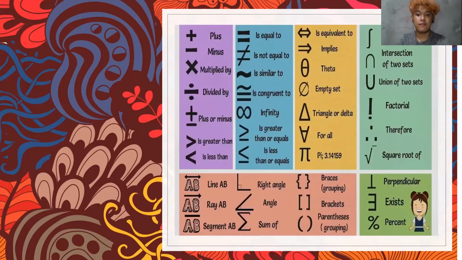Next, we also have these different symbols. We are familiar with this, the line AB, which represents the line in a specific shape or angle, the ray AB or the segment AB. We have the right angle, the angle, the braces for sets or groupings, the brackets, and the parentheses for groupings.